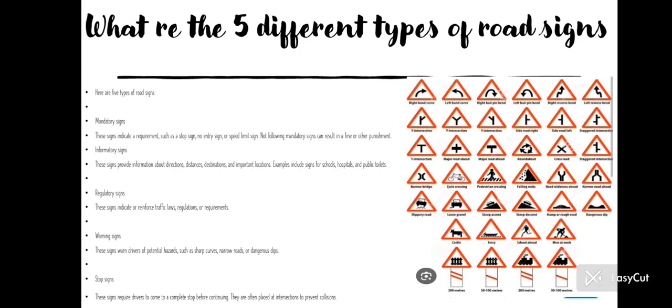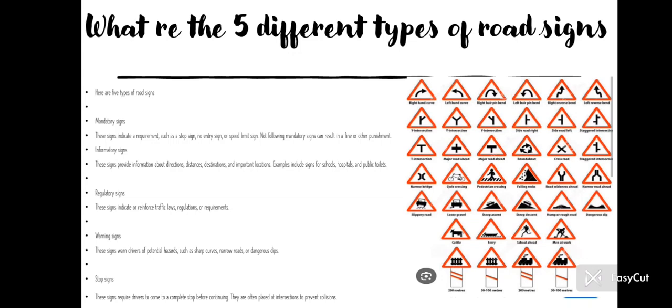These are known as regulatory signs. Warning signs. These signs warn drivers of potential hazards such as sharp curves, narrow roads, and dangerous dips. For example, when you're driving on a hill station, you will find an upward slope, and there will be a board saying a steep ascent is coming. That is known as a warning sign.